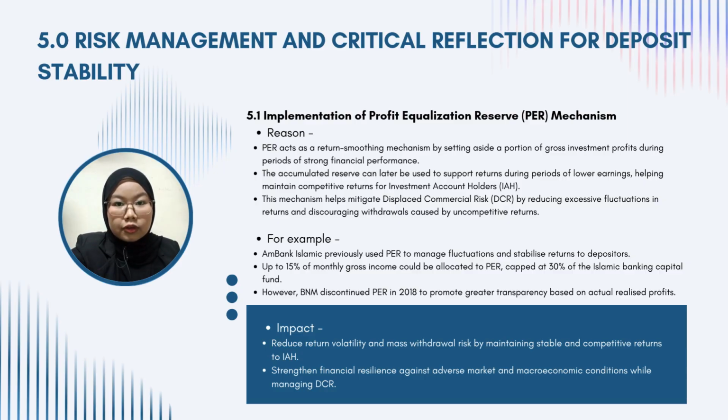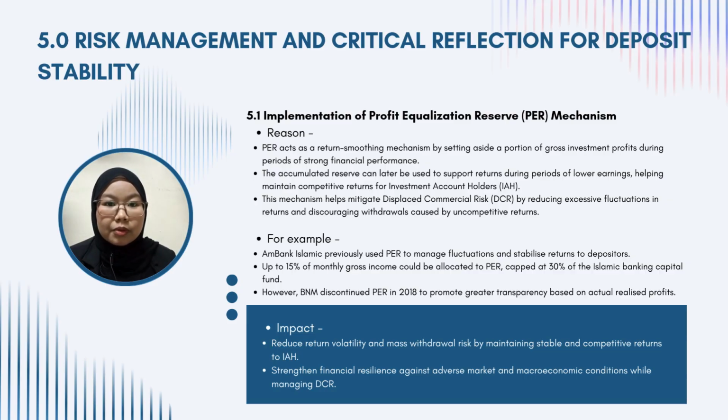Today I would like to talk about risk management strategy and critical reflection for enhancing deposit stability in Islamic banking. First, our strategy is the implementation of the Profit Equalization Reserve or PER mechanism. PER acts as a return smoothing mechanism by setting aside a portion of investment profit during strong financial periods. When earnings decline, the accumulated reserve can be used to support return for IAH. This helps maintain competitive return, reduce fluctuation, and mitigate displaced commercial rates or DCR.